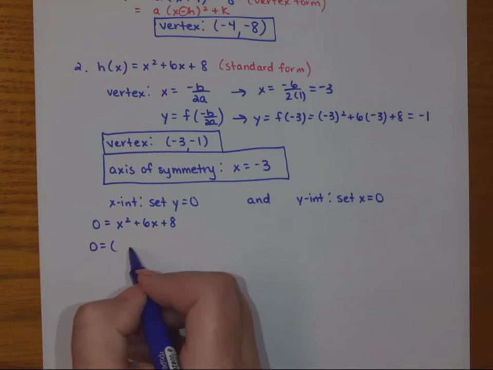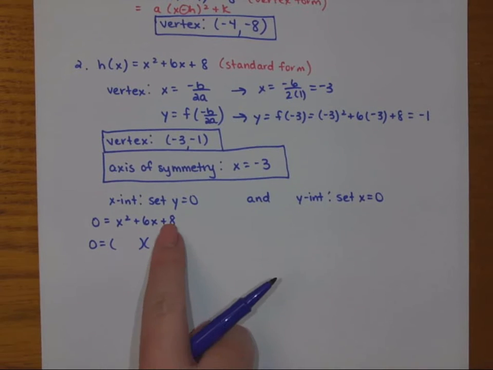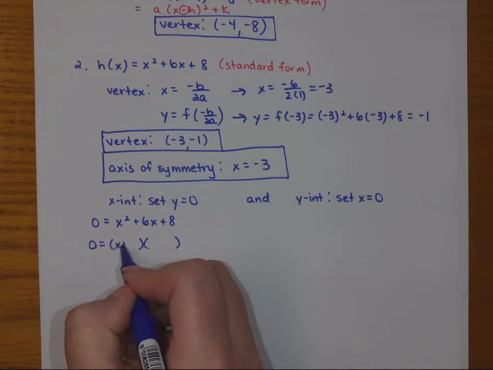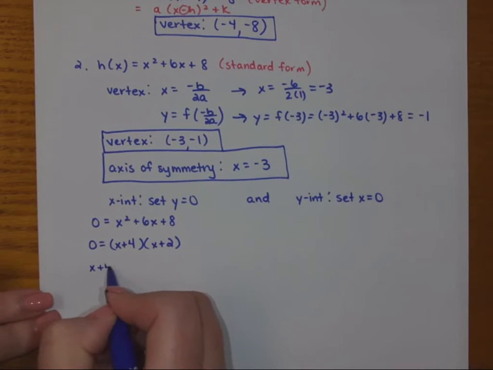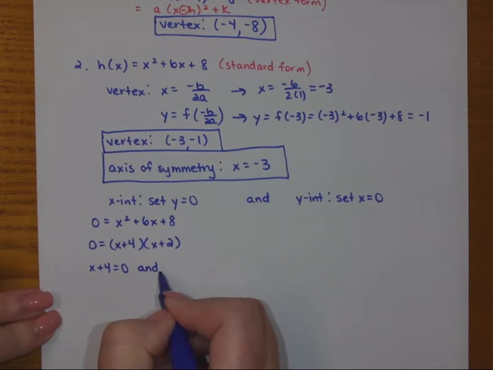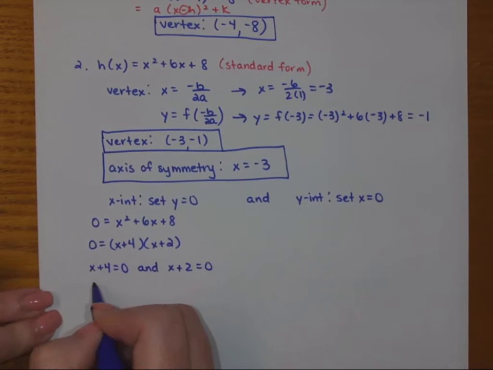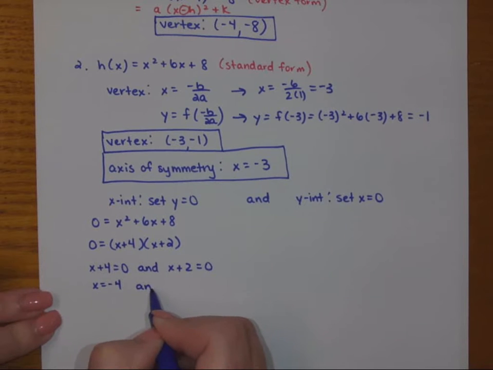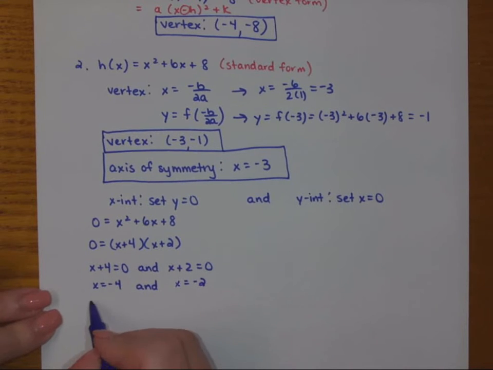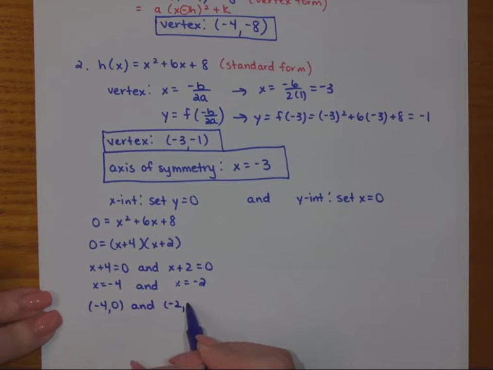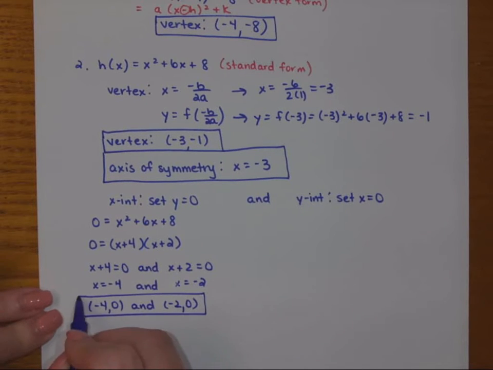So I'm looking for, notice I don't really even need the AC method here. I just need factors of 8 that add up to 6, and those are x plus 4 and x plus 2. So then I set each part equal to 0. So I end up getting negative 4 and negative 2. So in general, I do want you to write these as points. So it's going to be negative 4 comma 0 and negative 2 comma 0. Okay, so note we have two x values, and the y value is 0 for both of those.